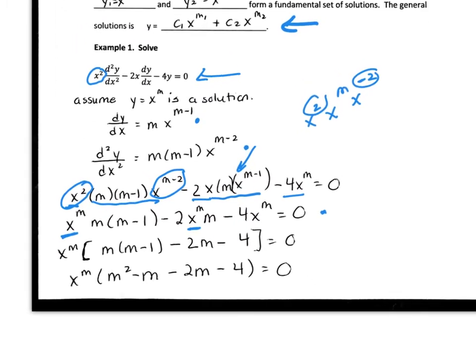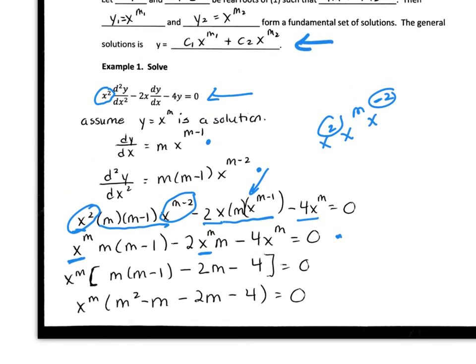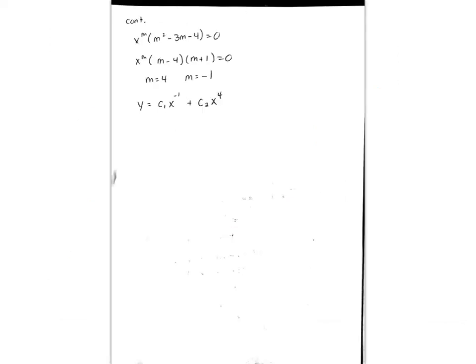On the next line, I factored out an x to the m. What I could have done was just go ahead and divided every term by x to the m, but I factored it out. I've simplified what's inside my parentheses. Simplifies to that. Factored. And now I'm going to divide both sides by x to the m because that can't be 0. I got two roots. This is how I write my solution. There's my negative 1. There's my 4.